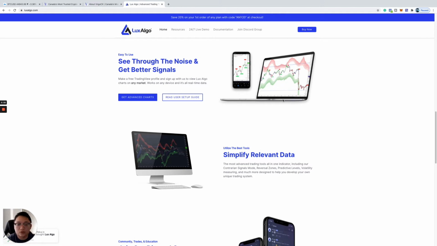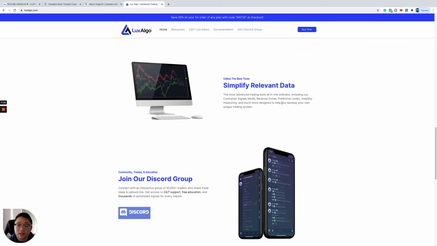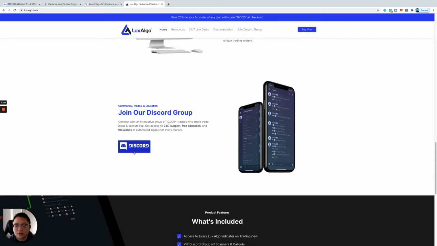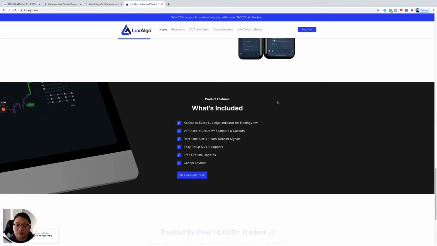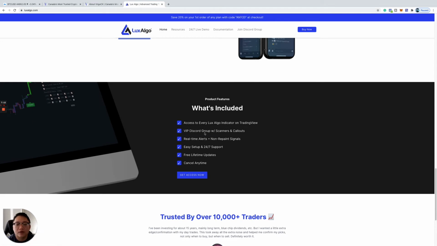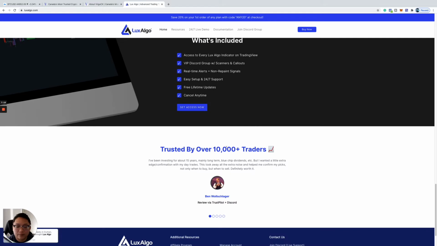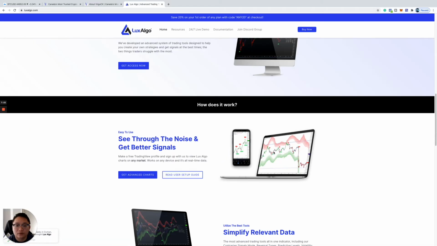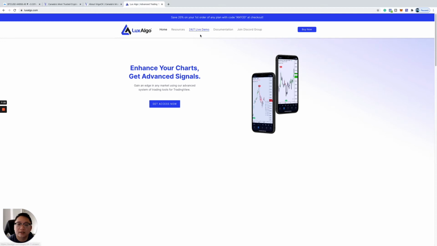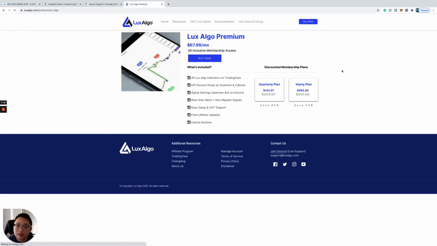So you can do it on the desktop. You can do it on the phone as well, which is very nice. I do this while I'm on the go. And you can join the Discord group as well with 24-hour support. This is everything that you get: access to every Lux Algo indicator on TradingView, VIP Discord group with scanners and callouts, real-time alerts, easy to set up, 24-hour support, free lifetime updates, and you can cancel anytime. Trusted by over 10K traders. I'm one of them. I'm still learning this trading space, but this tool has been amazing. It's just simply amazing. I just can't believe I didn't have it earlier, to be honest.